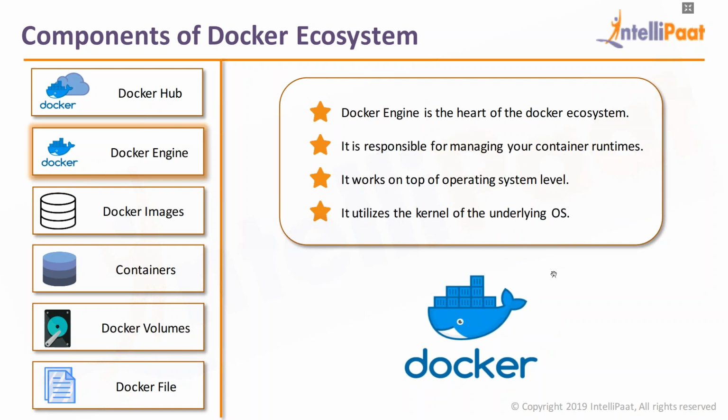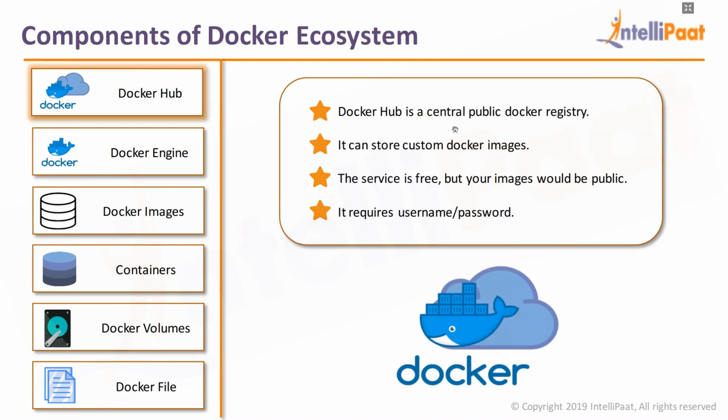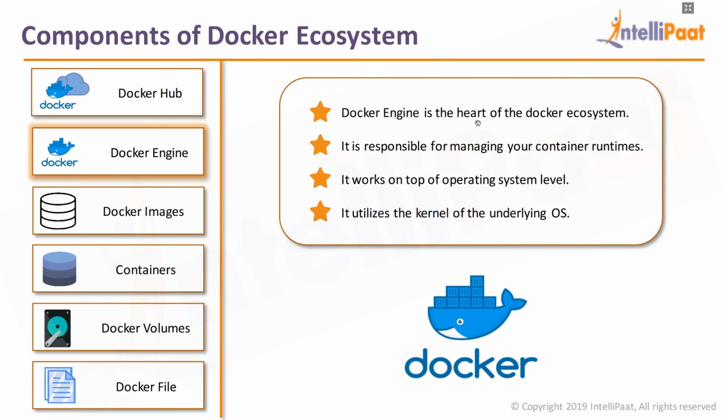As of now, you can read only one thing here: Docker Hub is a central Docker registry. We have the Docker engine. It is the heart of the Docker ecosystem, managing your container runtime. It works on top of the operating system level, and it utilizes the kernel of the underlying OS.